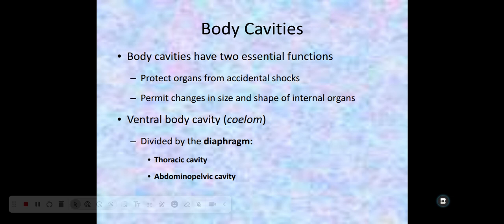And also your body cavities. Remember, we talked about the body cavities. Okay, so your body cavities have two functions: to protect organs from accidental shocks and permit changes in size and shape of your internal organs. So your ventral body cavity, which is in the front, right? You have your thoracic cavity and your abdominal pelvic cavity.